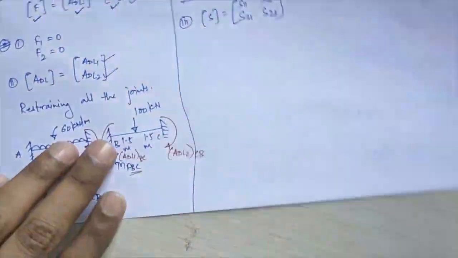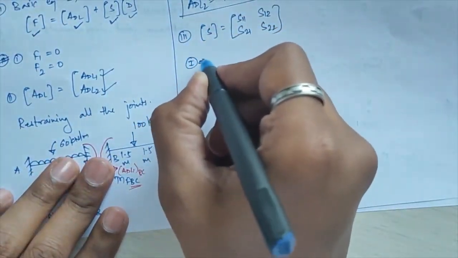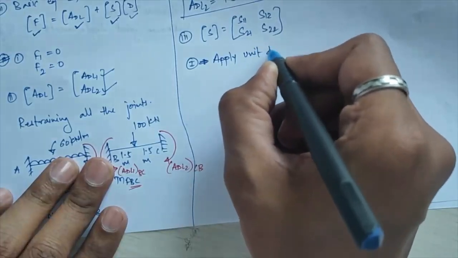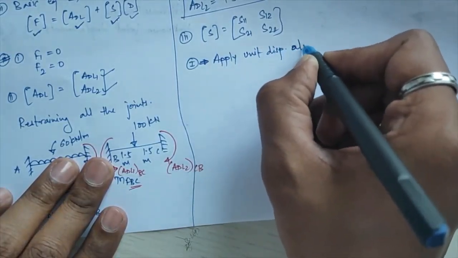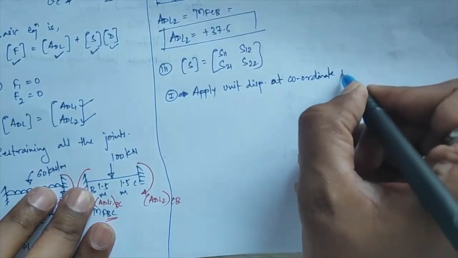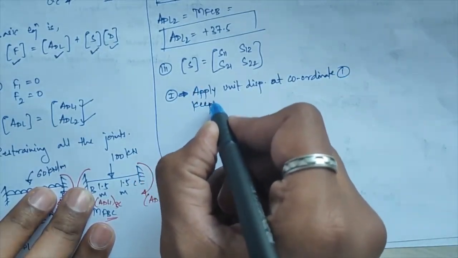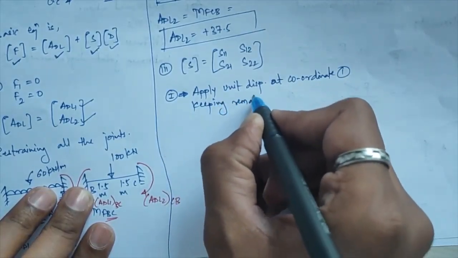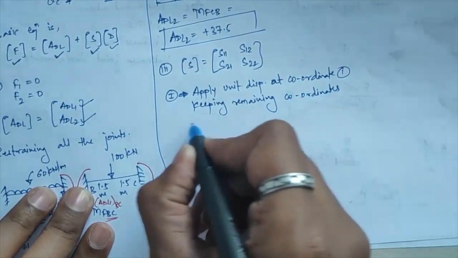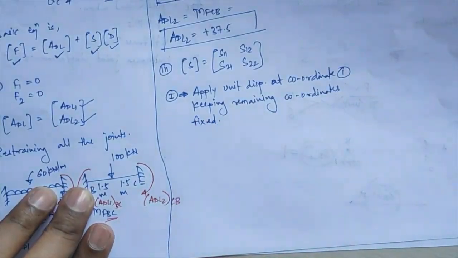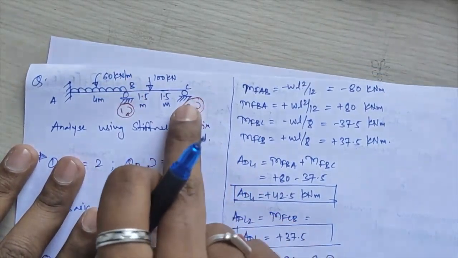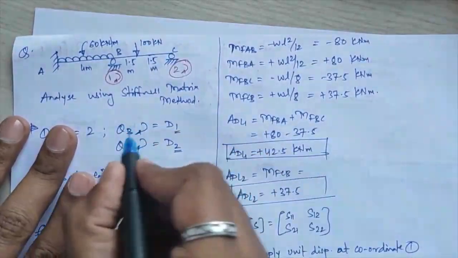Okay, so in that first I will write: apply unit displacement at coordinate 1, keeping remaining coordinates fixed. Keeping remaining coordinates fixed over there. Means what I have to do? I have to apply the unit displacement at my first coordinate and I have to fix the remaining coordinates over there. Now unit displacement at first coordinate is what?